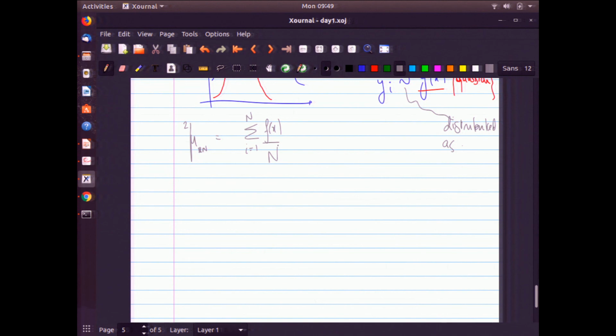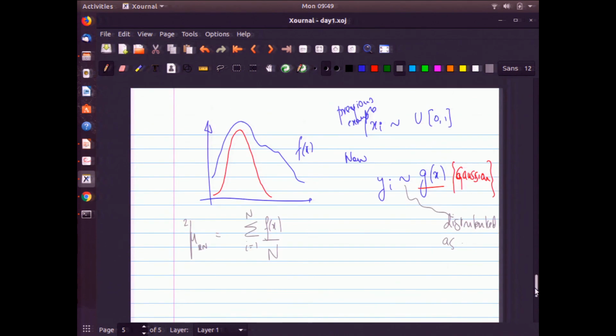Then first question is, do you think you will still get the right answer as n tends to infinity? And if not, then why not? Or if yes, why yes? Why does it not make a difference when we change the distribution? Does anyone have intuition on this?